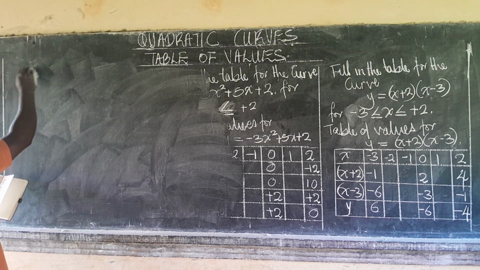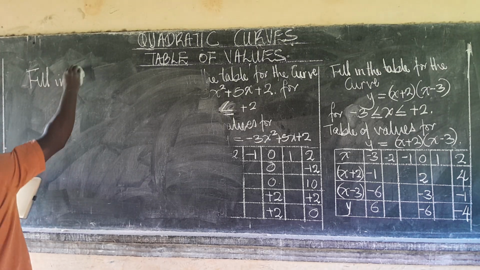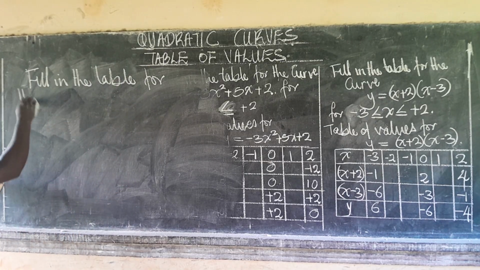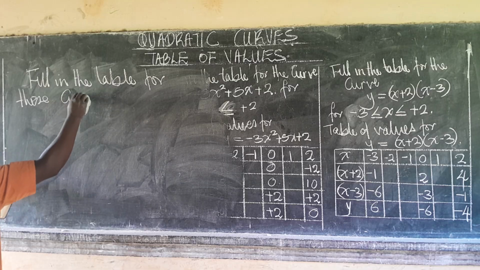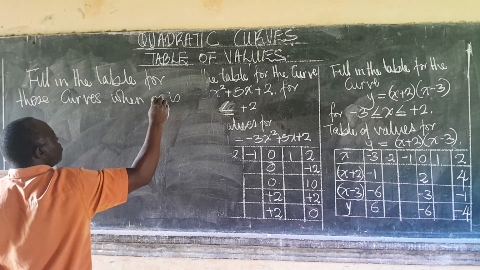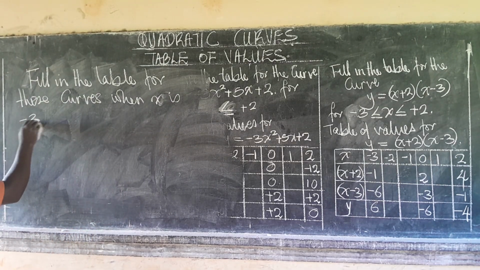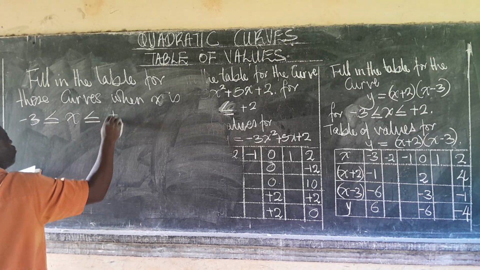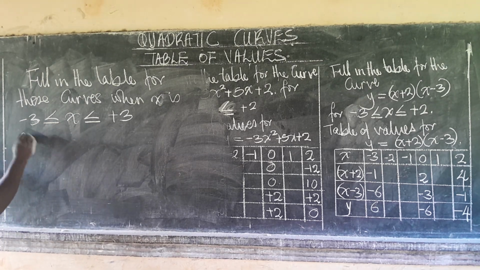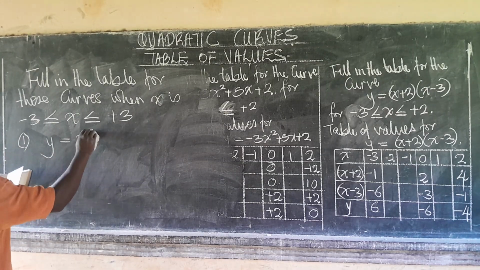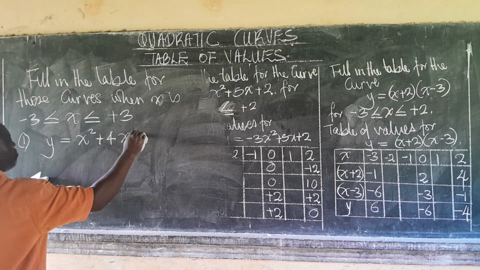Therefore, work or fill in the tables for these curves, when x is from negative 3 less or equal to x less or equal to positive 3. We are having a look at the first curve. The first curve is y equals x squared plus 4x minus 2.